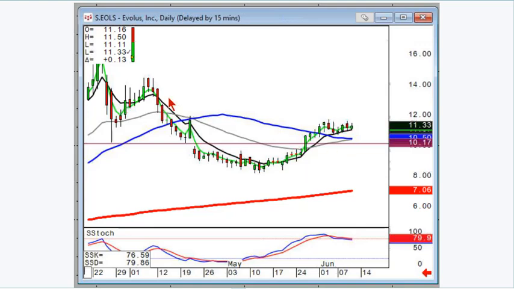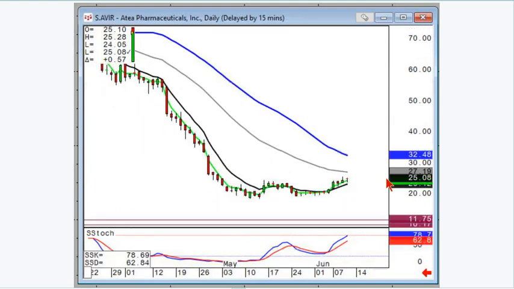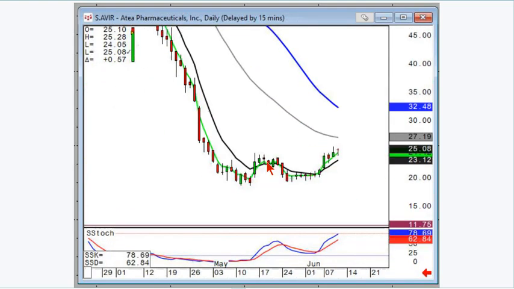EOLS. That's your classic pattern setup. Fry pan bottom, J hook. If I was long, I'd stay long. If I was going to buy, I'd wait for it to come up through that level, telling me my J hook pattern is working. AVIR, you stay long on this one because of the kind of little fry pan bottom, double bottom, and that series of dojis. First target, second target, which would be filling this gap.